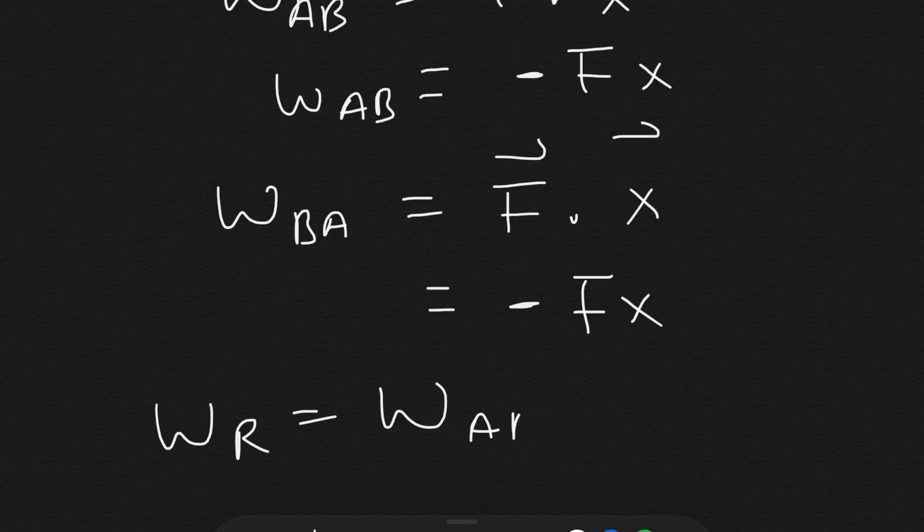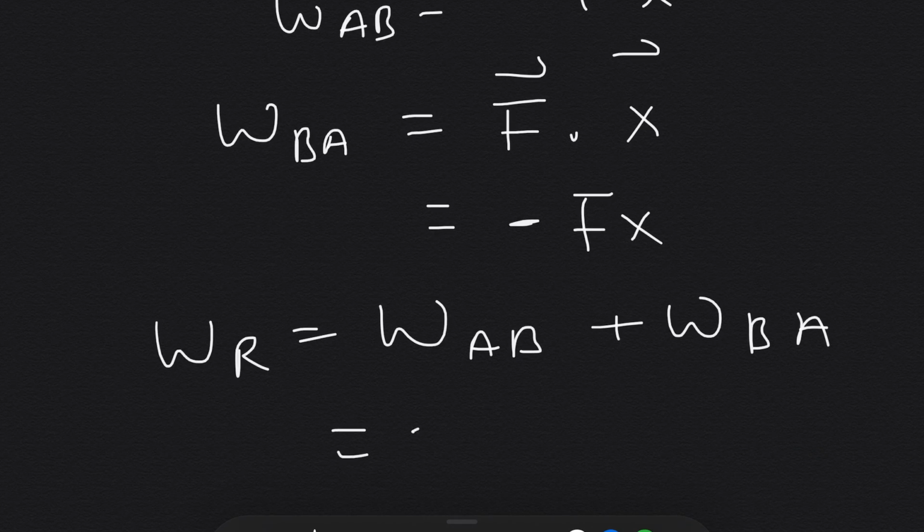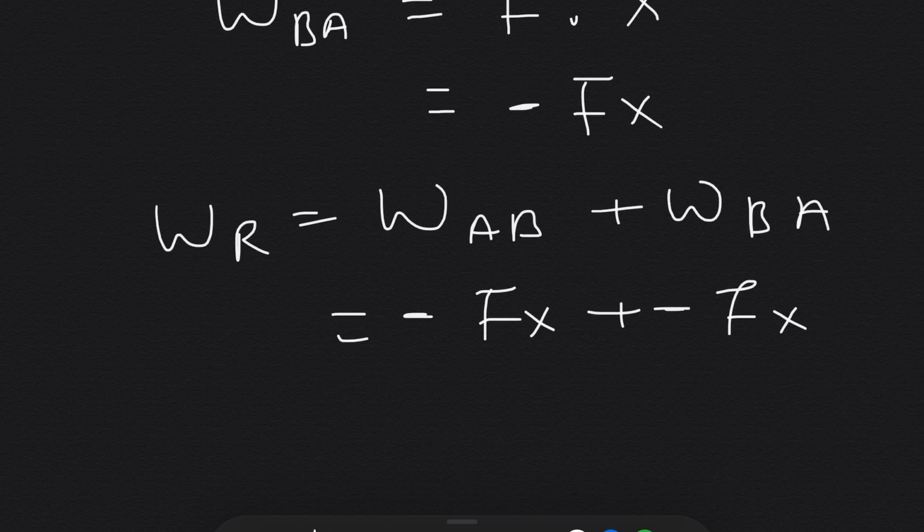The work done in a round trip is moving it from A to B, and then back from B to A, right? That's the work done in a round trip. The box went back to where it started from. And this is minus fx plus minus fx, which is minus 2fx. It does not cancel out. And if you are surprised, take a look at the calculations once again, and it really makes sense.